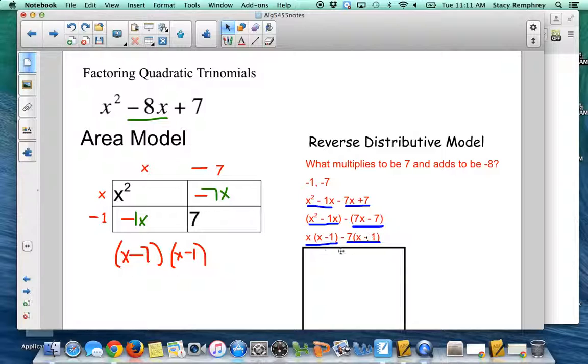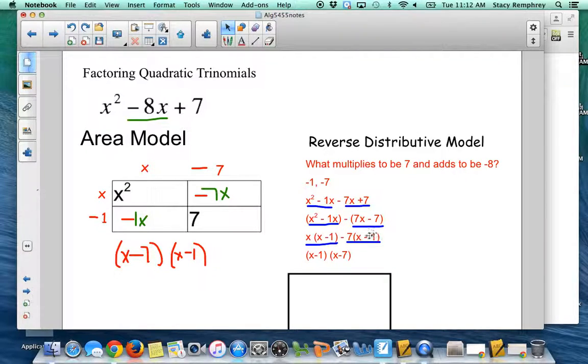What's the common factor in each of the underlined? X minus 1, so I factored that out. And when x minus 1 is gone, I'm left with x minus 7. So same answer as before.